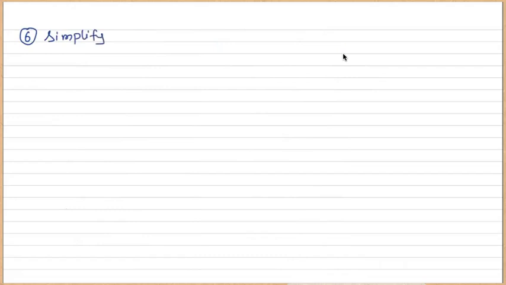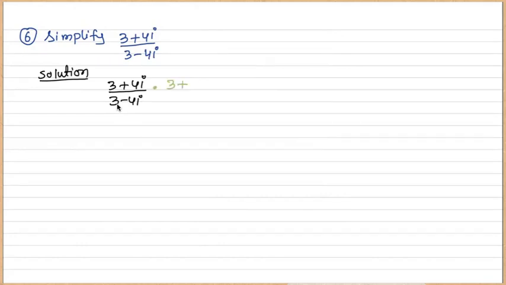Suppose the question says, simplify 3 plus 4i over 3 minus 4i. So let's get started. So we have 3 plus 4i divided by 3 minus 4i. So in order to perform this division, we multiply both numerator and denominator by the complex conjugate of the denominator. That means we multiply by 3 plus 4i over 3 plus 4i.